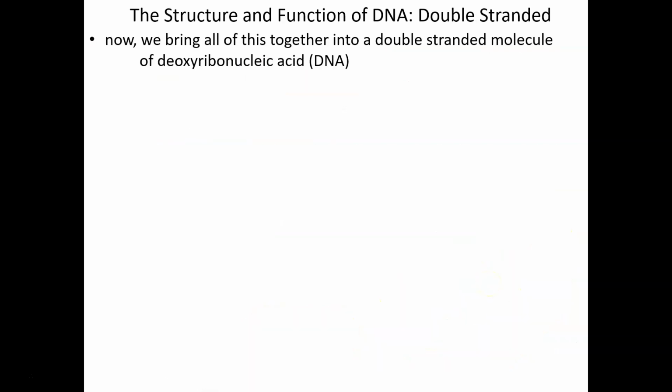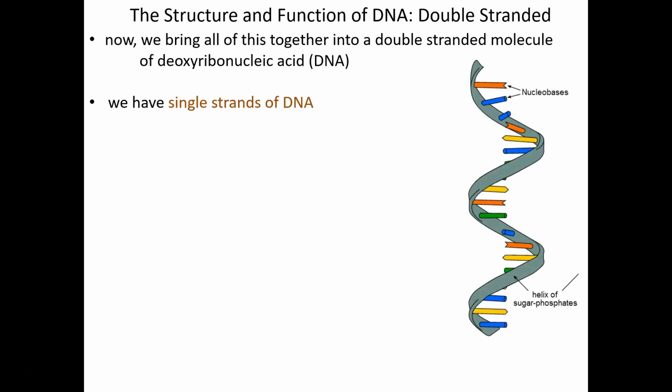That implies that DNA is double-stranded. We can bring these 2 strands of DNA together to form a double-stranded molecule of DNA, deoxyribonucleic acid. Those single strands we've already discussed. Again, the phosphate sugar backbone is here making the gray helix, the backbone, the structural component of the DNA, and we have the bases pointing inward. This is 1 strand here.